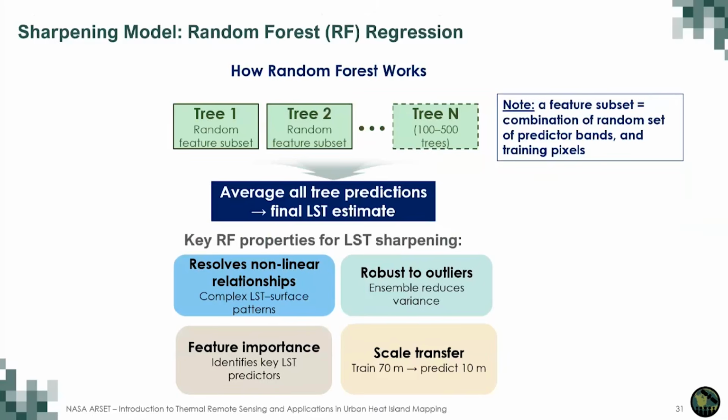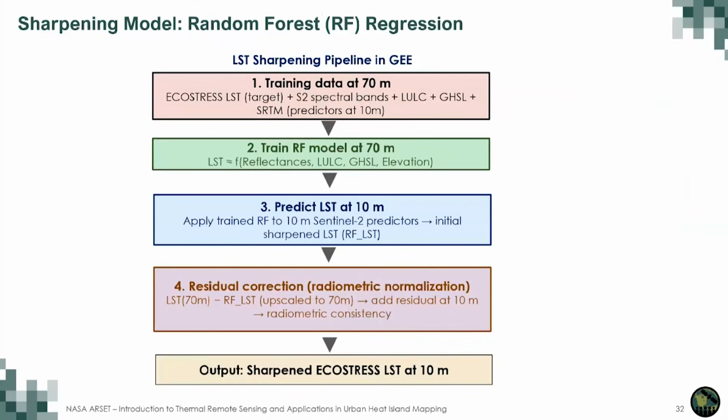It's a very powerful technique because, as I said before, it handles these nonlinear LST and surface relationships. It's robust to outliers because it's able to generate an ensemble mean, which reduces the variance in the data. And it's also transferable across scale. So we train at 70 meters and then we can predict at 10 meters. Also, something that comes out of the random forest, which is really interesting, is feature importance information, which identifies which of our predictors were the most sensitive or the most important in arriving at our final result. And I'll go over that in a minute as well.